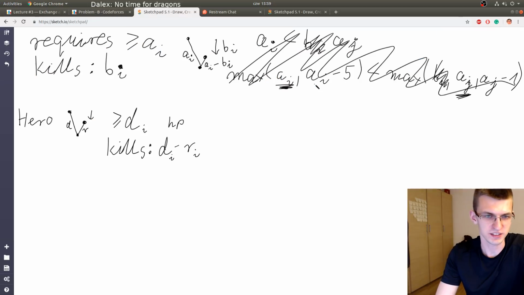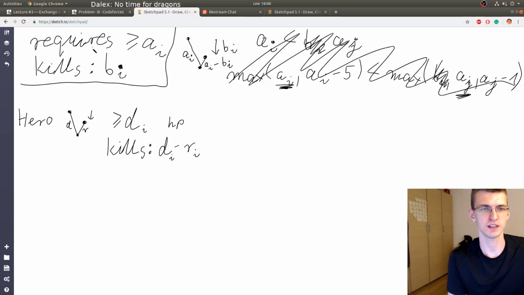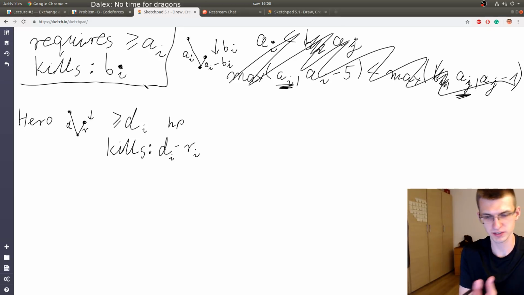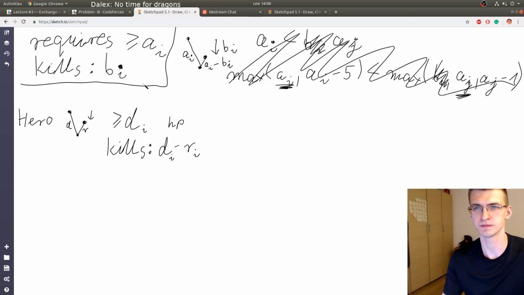And so for you, as homework, I leave trying to solve it without these observations. Just focus on this description, that it requires this amount, kills this amount, and try to write a comparator for that without thinking about the Hero problem. So either do some drawings, if it's possible, or just do maths. Say that if we put monster A before monster B, then we need at least this number of soldiers, and otherwise this number of soldiers.